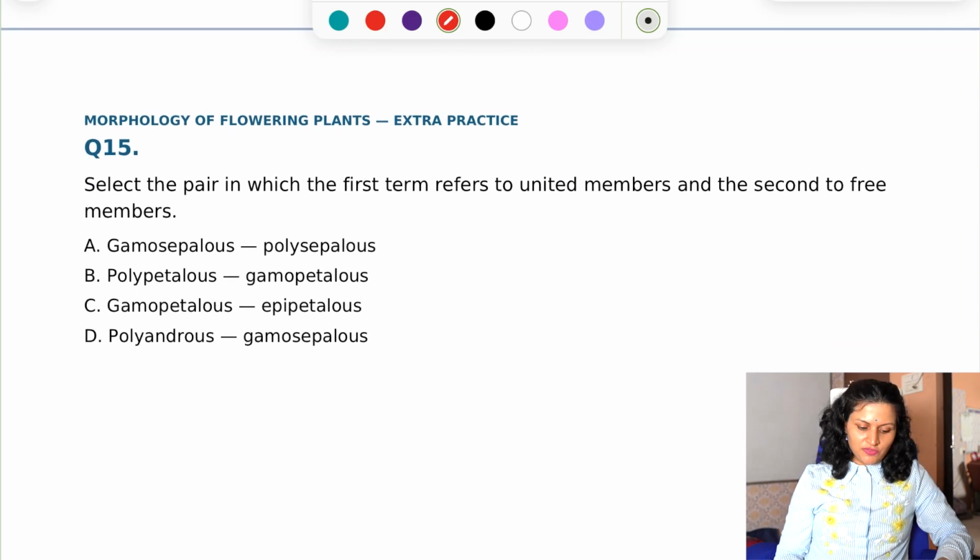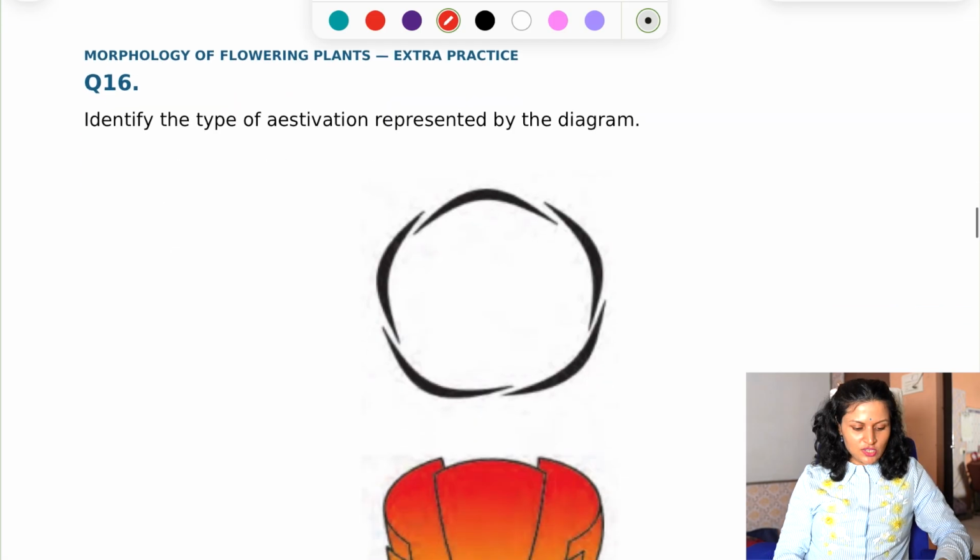Select the pair in which the first term refers to united members and the second to free members. United members, free members: Gamocephalus, polycephalus is correct. Correct answer for question 15 will be A. Right? Next, question number 16.